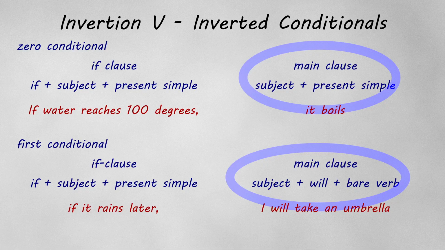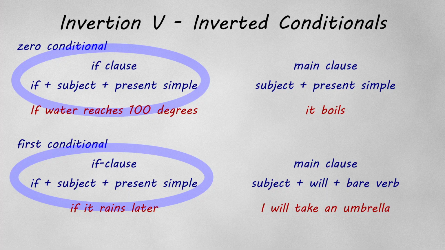So I'm going to do the zero and first conditionals together because in their grammar forms, the difference is only found in the main clause. The zero and first conditionals are often the first conditionals that we teach to students, but funnily enough, they are actually the trickiest to invert. This is because in their normal form, we don't use an auxiliary verb, but we need to use an auxiliary verb when we invert it.